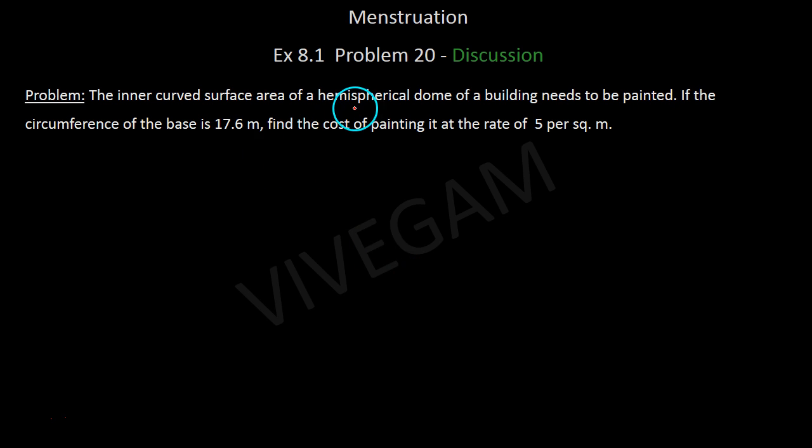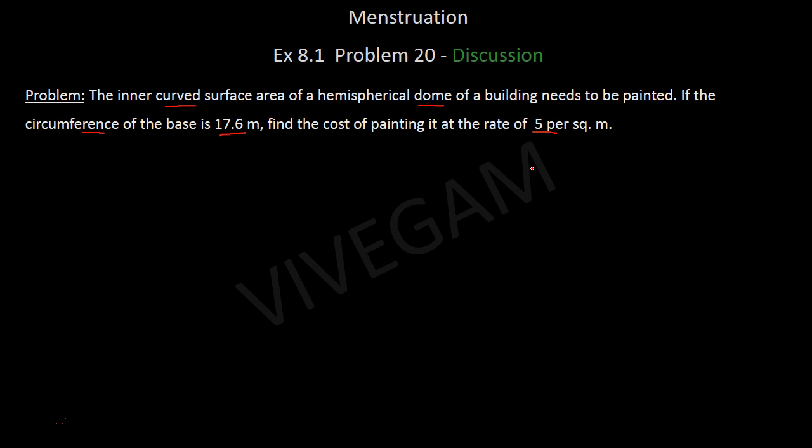It's the hemispherical dome. The shape is a hemispherical dome. The inner curved surface area is getting painted. The circumference of the base is 17.6 meters. Then the rate of painting is rupees 5 per square meter. Anything else? I guess this is it.